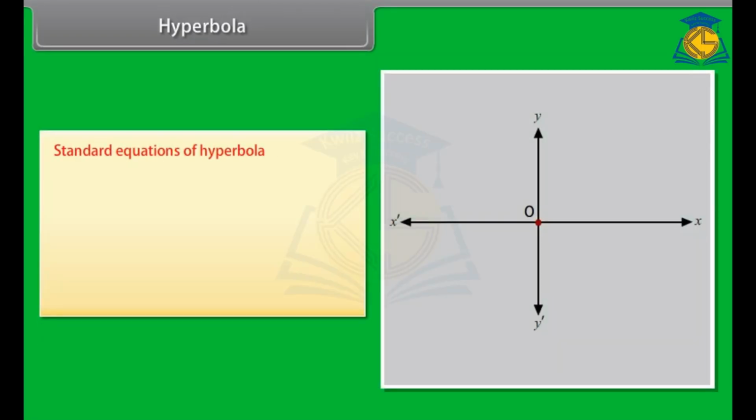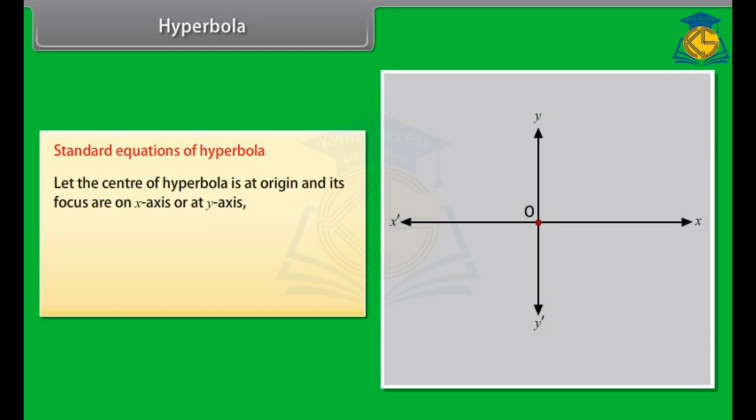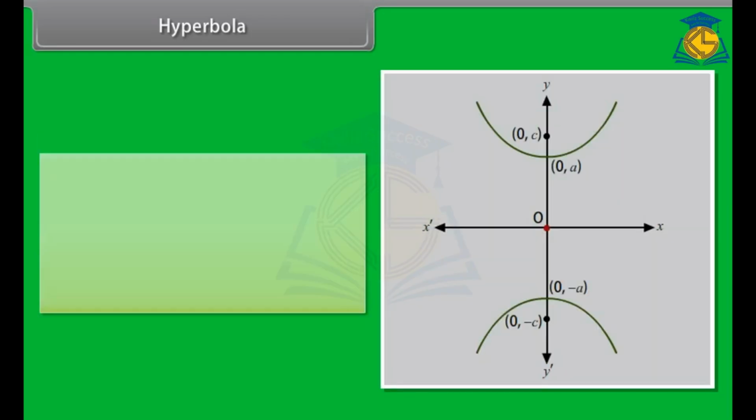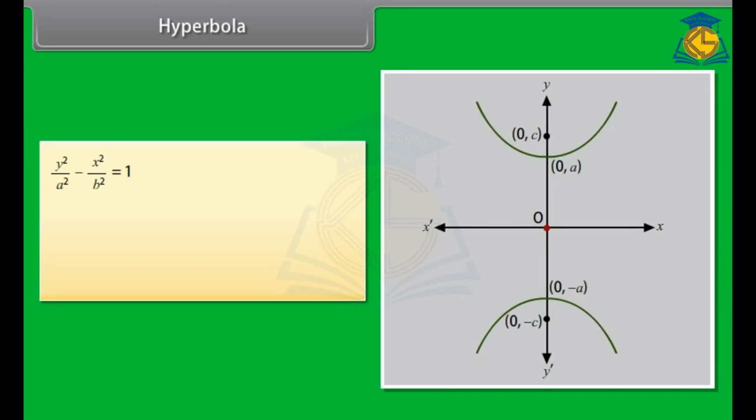Standard equations of hyperbola. Let the center of the hyperbola be at the origin and its foci be on the x-axis or on the y-axis. Two such orientations are x squared upon a squared - y squared upon b squared = 1, and y squared upon a squared - x squared upon b squared = 1. The length of the latus rectum of the hyperbola is 2b squared upon a.